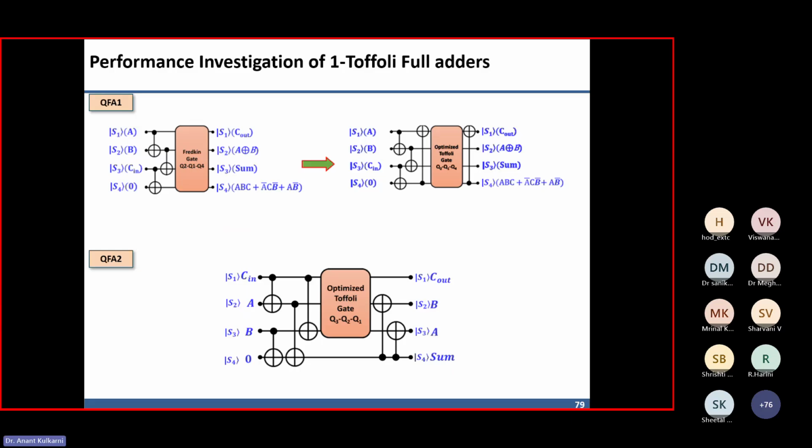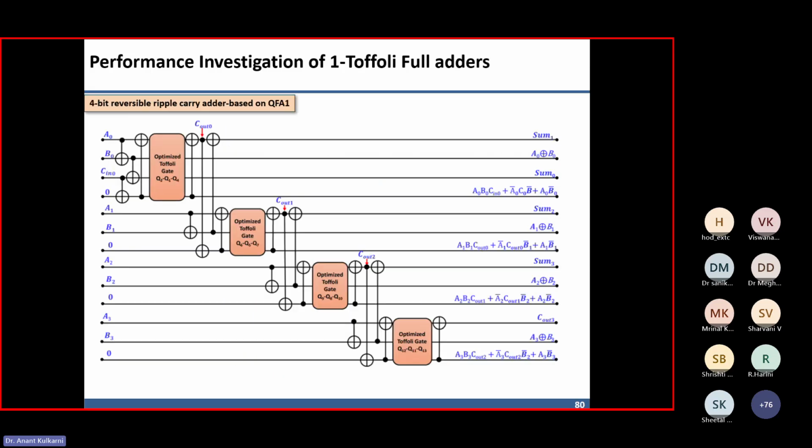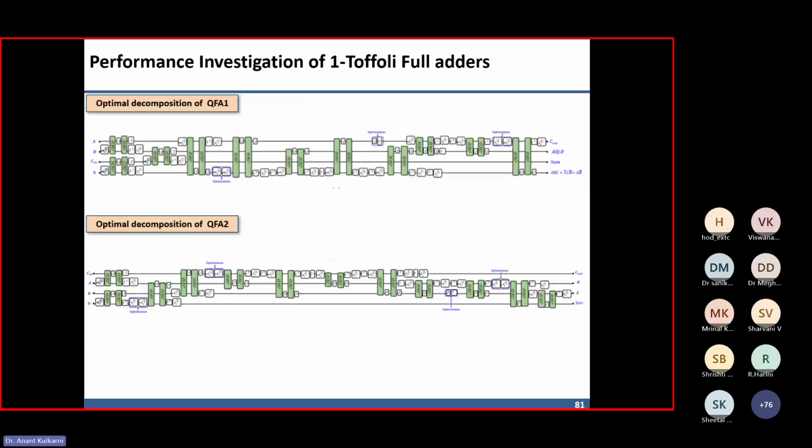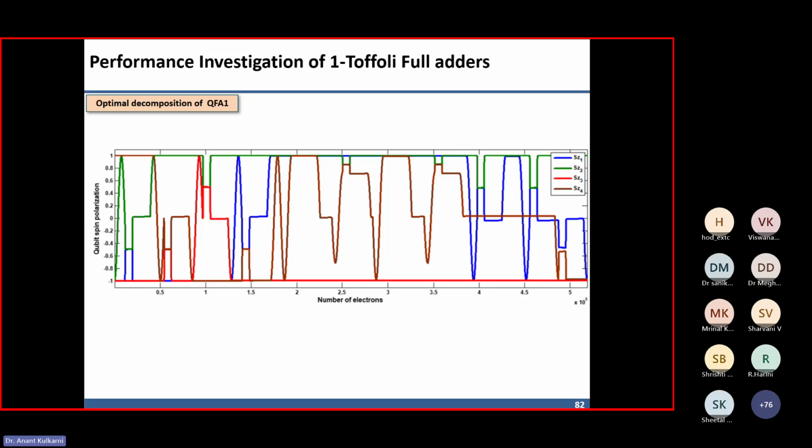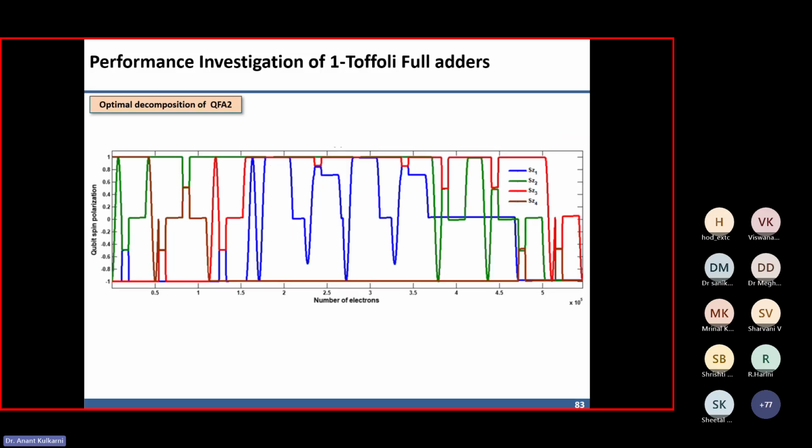Now, one more paper we had presented on the comparison or performance investigation of one Toffoli gate full adders. We had considered two Toffoli gates for the full adders, and we presented the comparison. This is one of the representations of the 4-bit reversible ripple carry adder based on quantum full adder. This design we had presented, and this is the decomposition which we had obtained, optimal decomposition of quantum full adder 1 and quantum full adder 2.